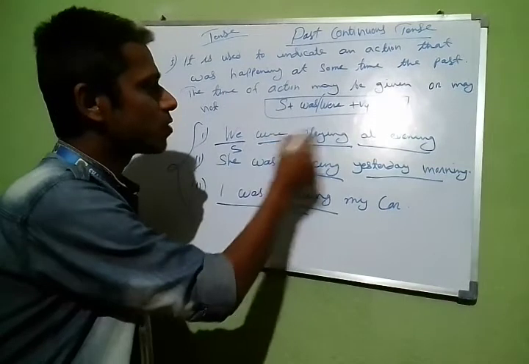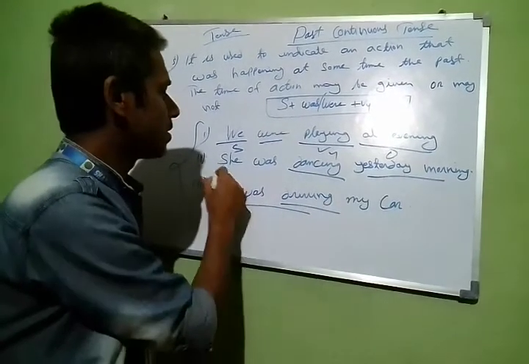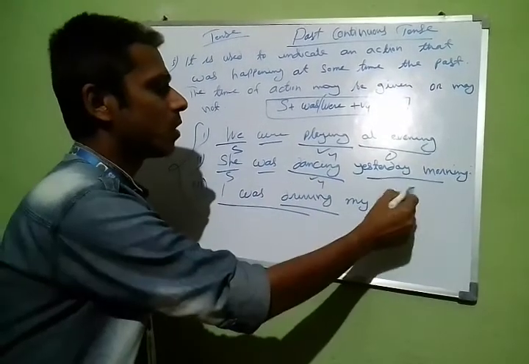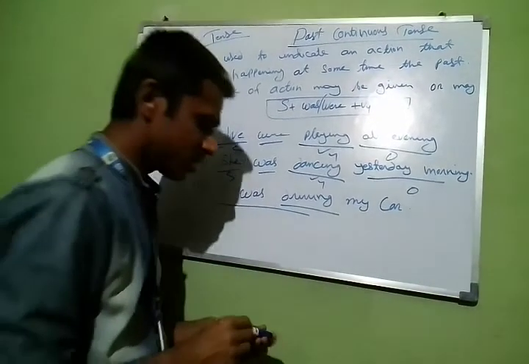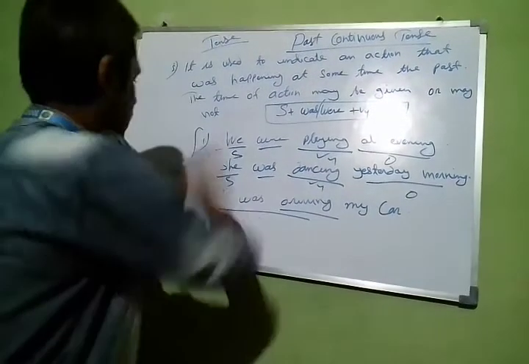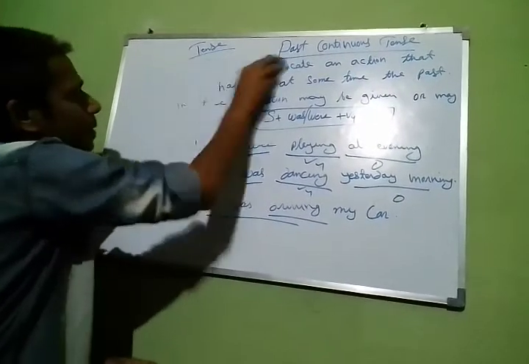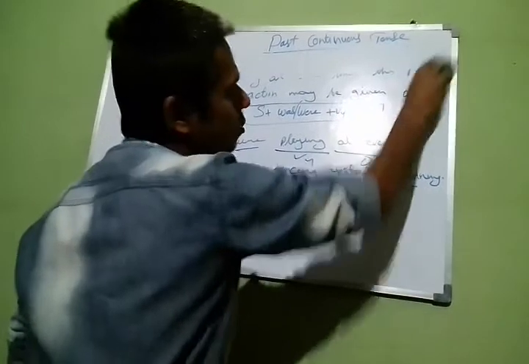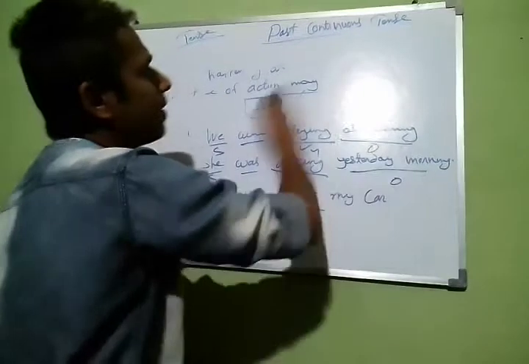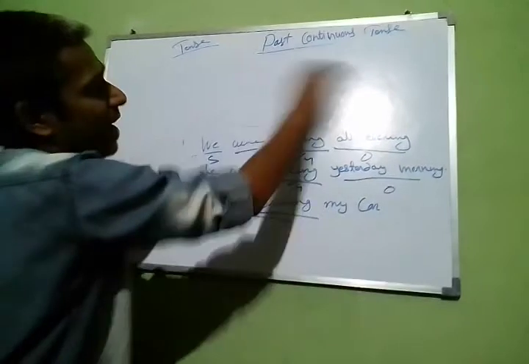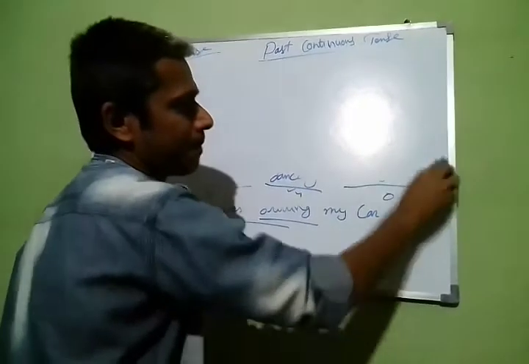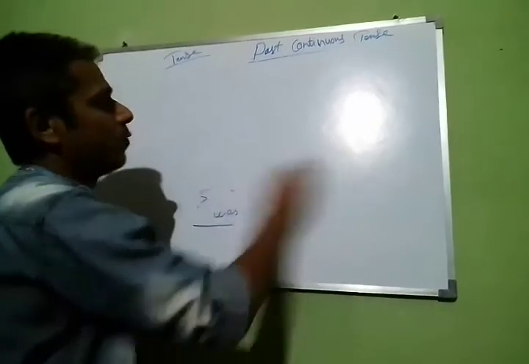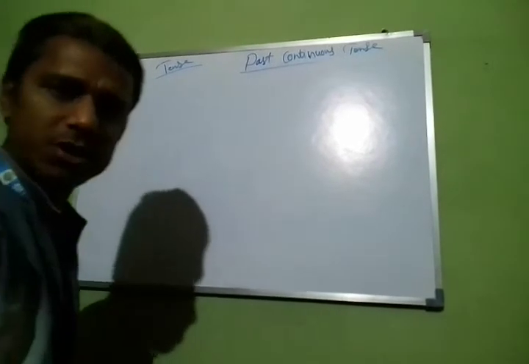Subject, was/were, V4, object, and like that. Its second use is, past continuous tense is also used when two activities are going on simultaneously in past time, and we use past continuous tense to indicate both the activities.